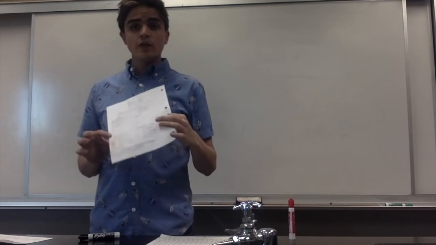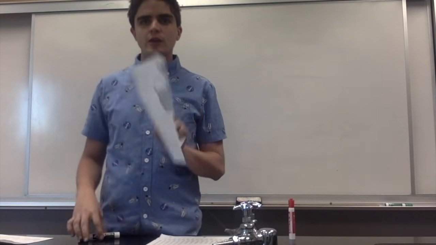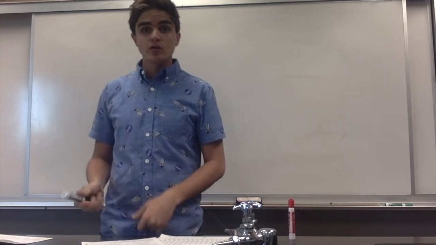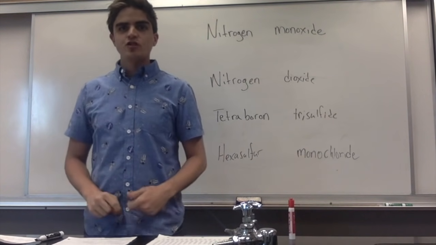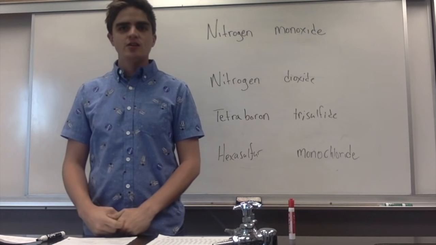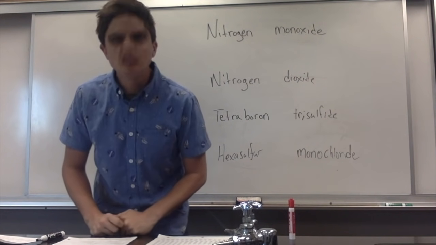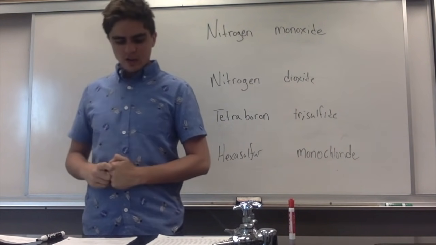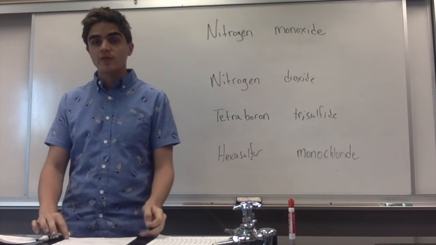All right, so that's over. Let's take a look down here at the bottom, the last grid, and we're going to only be on the left side here. We're going to name these 4 chemicals. And of course, those chemicals are over here: nitrogen monoxide, nitrogen dioxide, tetraboron trisulfide, and hexasulfur monochloride. Hopefully you can read those, but you have them in front of you.